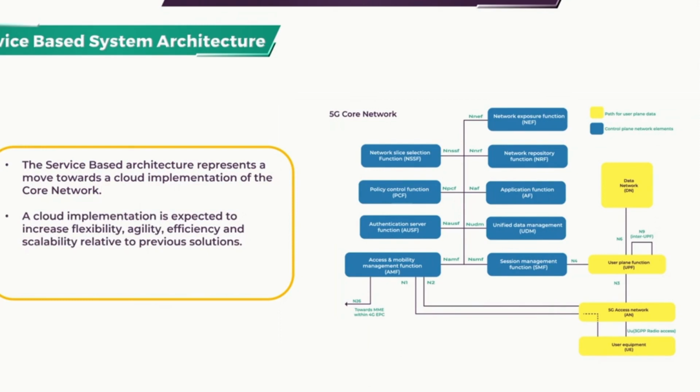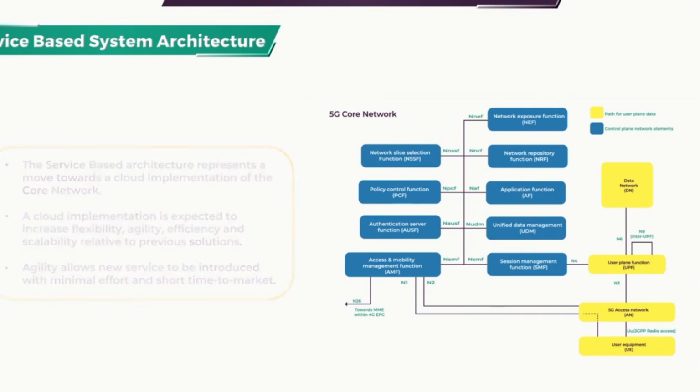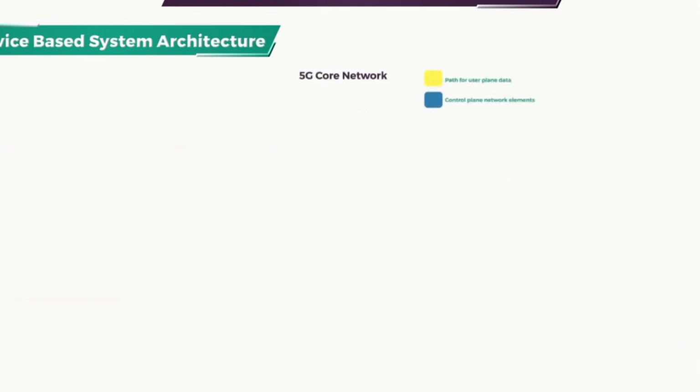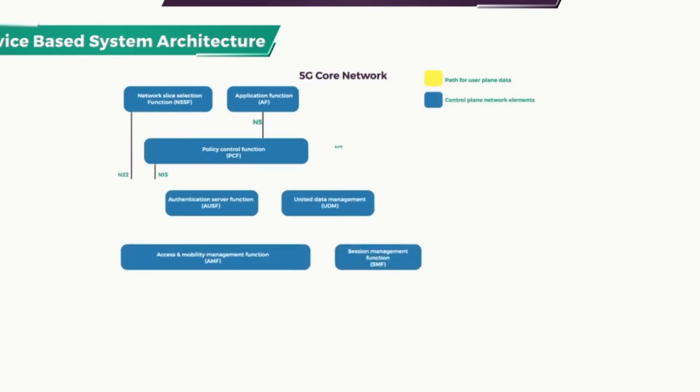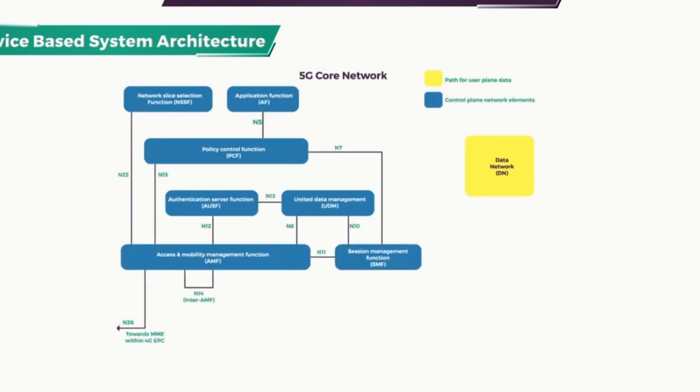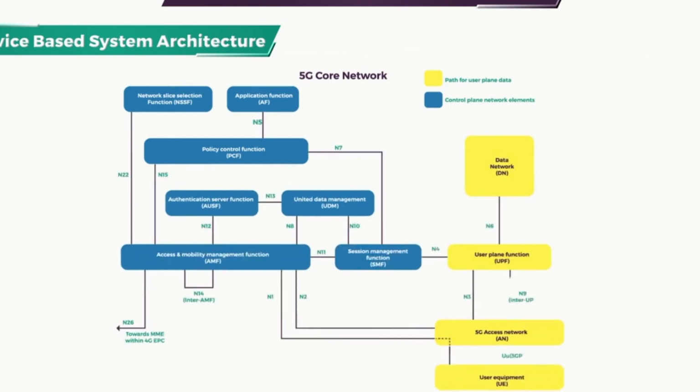Flexibility is particularly important for 5G due to a wide range of target applications. Agility allows new services to be introduced with minimal effort and short time to market. The 5G core network is also designed to support connectionless services, that is, services which allow data transfer without a connection being established across the 5G network. Connectionless communication is a requirement for massive machine type communication (MMTC) to support the very high density of devices.